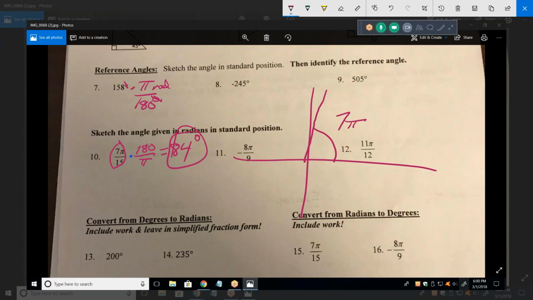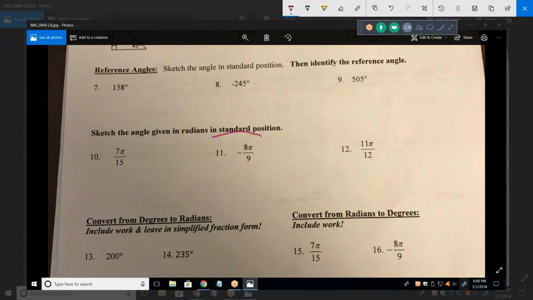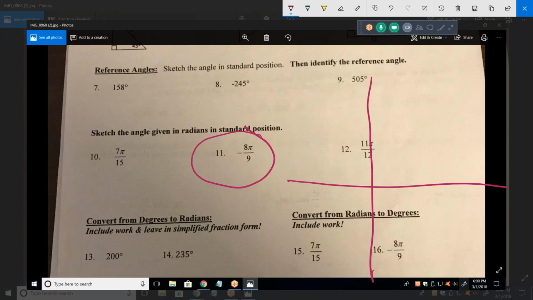And let's label it in radians. So that's kind of the hard way to do it, and I'll explain why in a second. If I do this one, rather than converting it, they just say sketch the angle. That means we don't have to be very exact, right? What is this slightly less than? Pi. Oh, 9 pi over 9 would be pi. This is 8/9 pi.